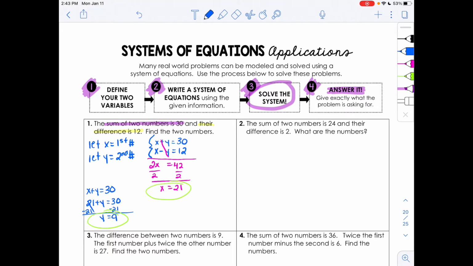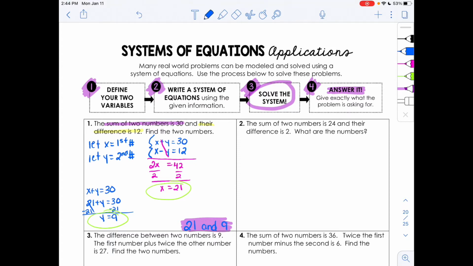So I want to finally answer it by stating that my numbers are 21 and 9. This last part is very important to write out and either circle, highlight, or put a box around it so that I know that that is your answer. Because some problems don't ask for both your x and y value. They only want one of them.